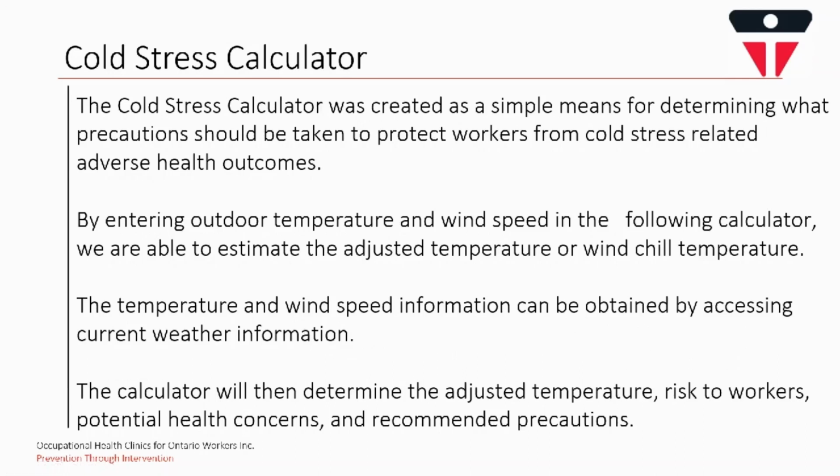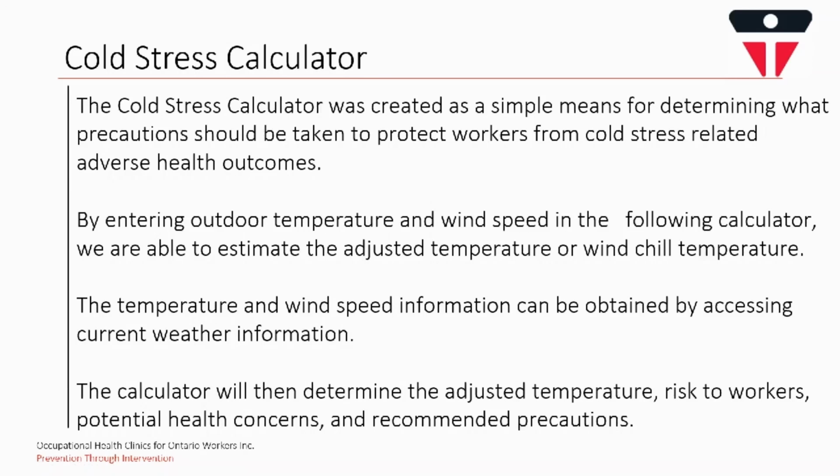By entering the outdoor temperature and wind speed in the calculator, we're able to estimate the adjusted temperature or wind chill. The temperature and wind speed information can be obtained from accessing your current weather information. And the calculator will then determine the adjusted temperature, risk to workers, potential health outcomes, and recommend precautions.